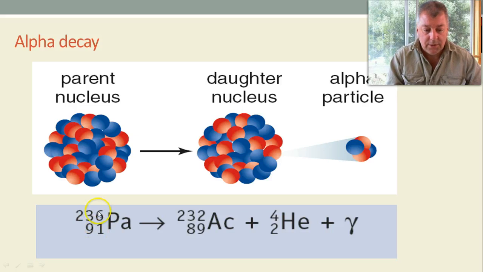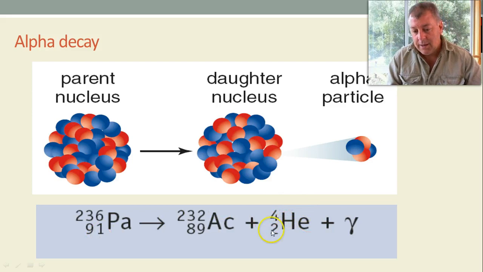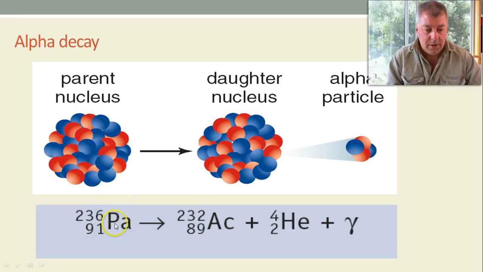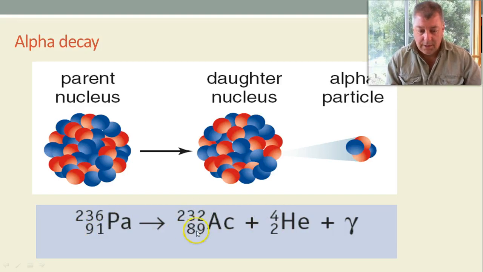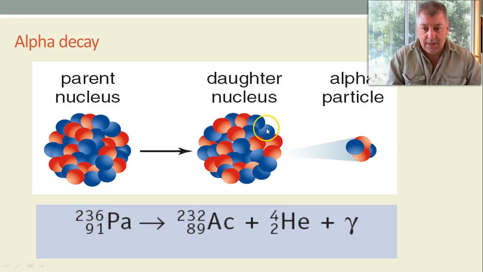But here's our nuclear equation. Remembering we've got our atomic numbers and our mass numbers, we have to have both of those. Here is our alpha particle, and this is our daughter isotope or daughter nucleus, and this is our parent. And so these numbers have to add up. Notice that the daughter, its atomic number is 2 less than its parent, and its mass number is 4 less. And the numbers add up. 89 plus 2 gives you 91. 232 plus 4 gives you 236.